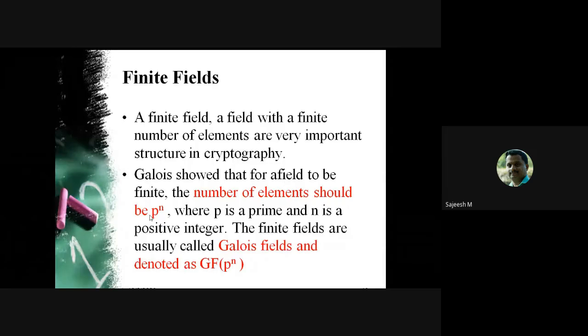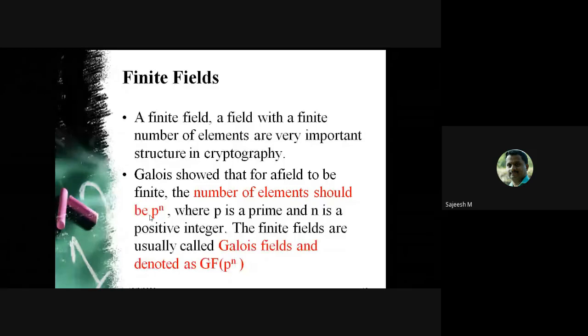We have been discussing different algebraic structures. We have seen what is meant by a group, ring, and field. Then a type of field, the finite field, is one in which the number of elements is finite. For a field to be finite, the number of elements should be p raised to n, where p is a prime and n is a positive integer.